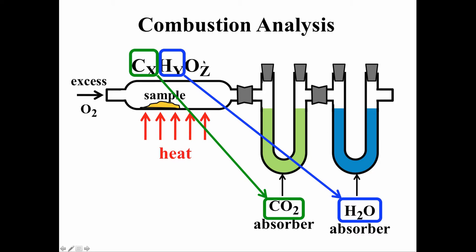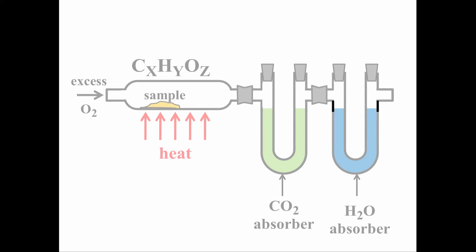And then the oxygen we're not actually able to track directly, but as you'll see in a bit, we can deduce how much oxygen had to be there from knowing the amounts of CO2 and H2O that are collected during the combustion analysis. So let's work our way through it, starting with 0.421 grams of CO2.